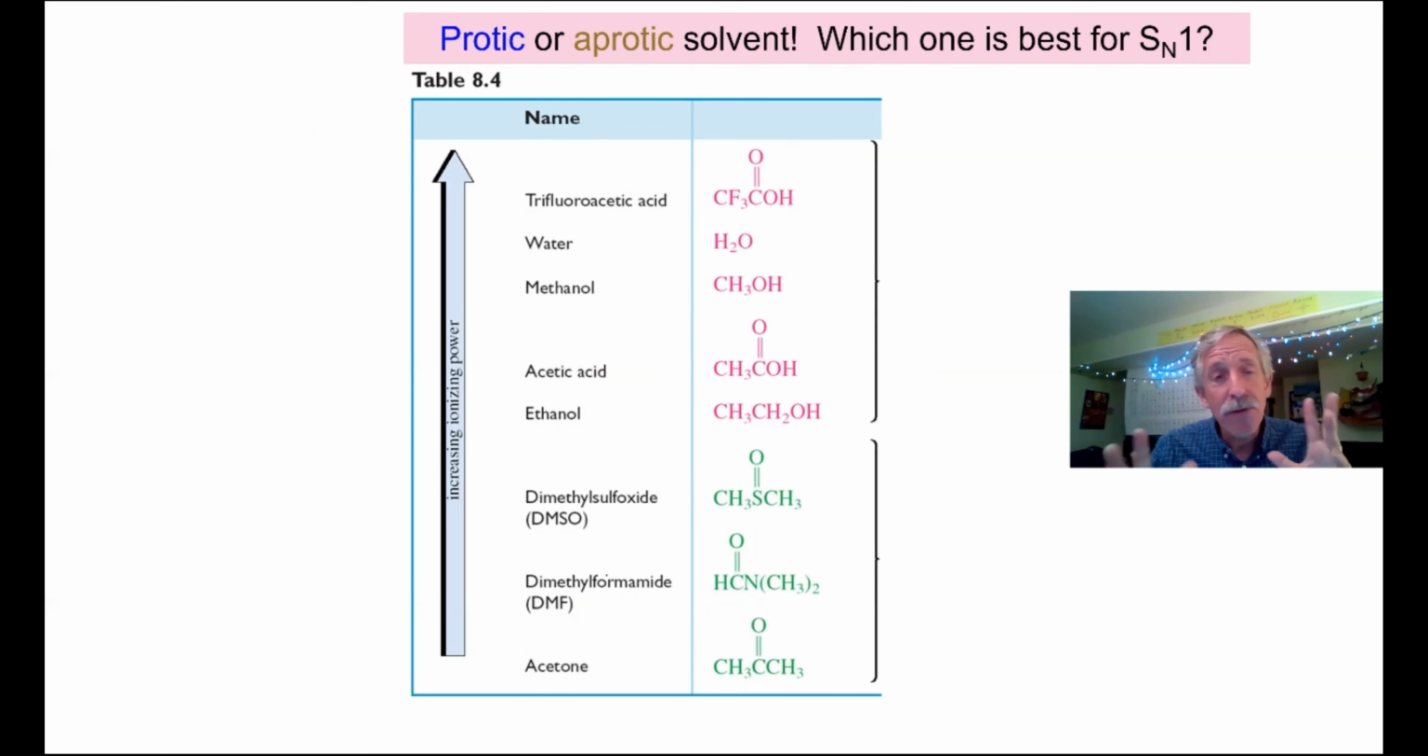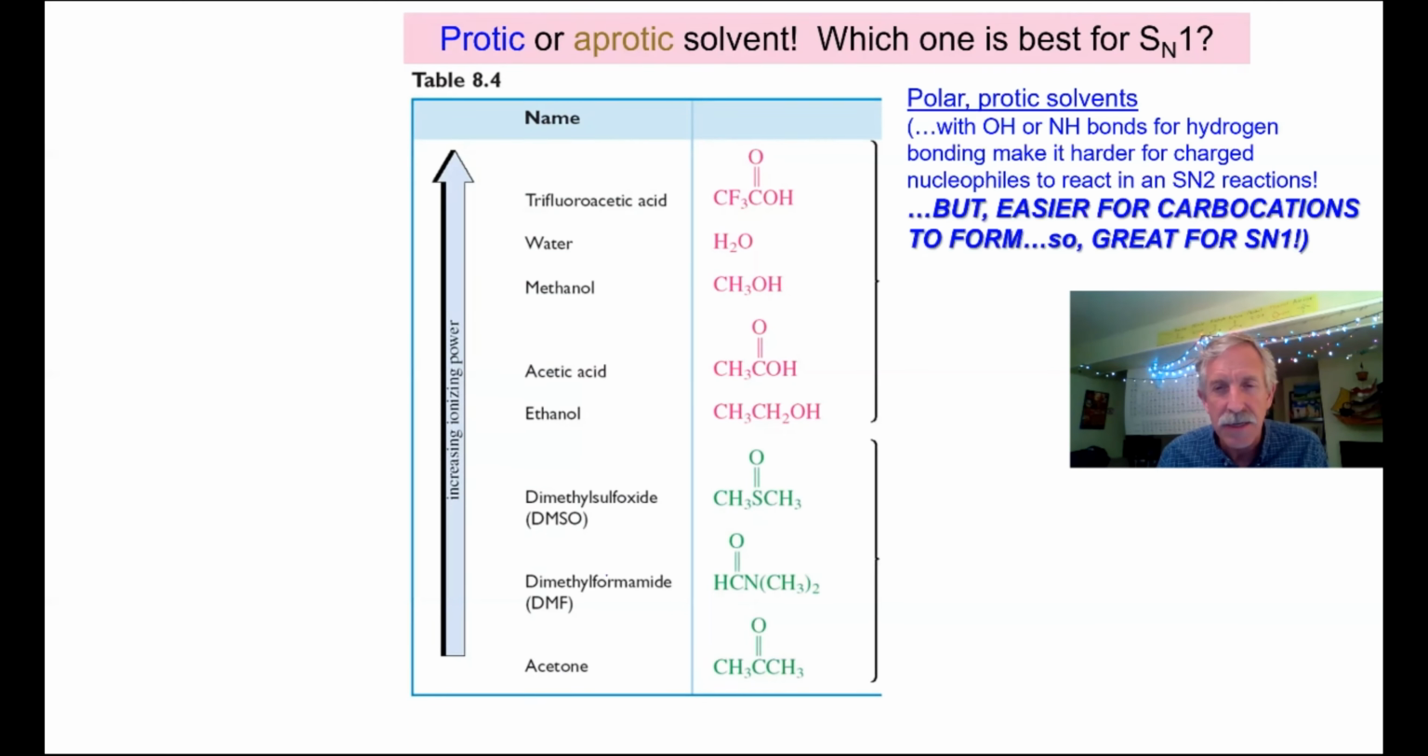Revisiting polar protic and aprotic solvents now. We talked about how aprotic solvents, the ones on the bottom here with all the acronyms, are great for SN2 reactions. Go back and review why, and why we hate these polar protic solvents for SN2 reactions, because they surround the charged nucleophile, like water, hydrogen bonding it. So here's a summary of that, and I've added a little bit to each statement.